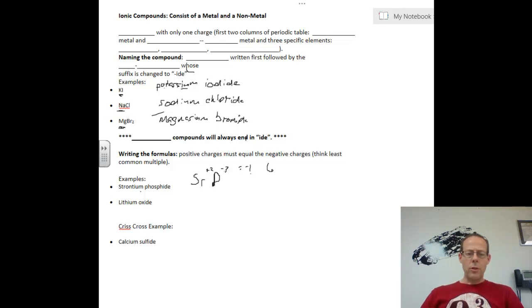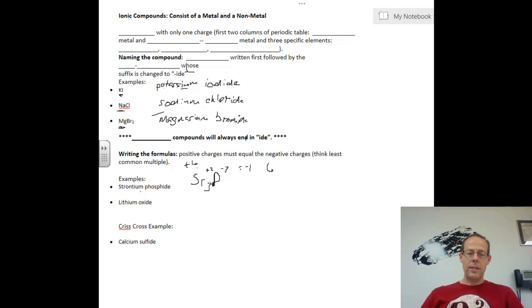So what times 2 is 6? 3 is. So I put a 3 down here, and that's just signifying I really have 3 strontium. Okay, so if I have 3 strontium and each has a +2 charge, overall strontium is contributing a +6 charge.